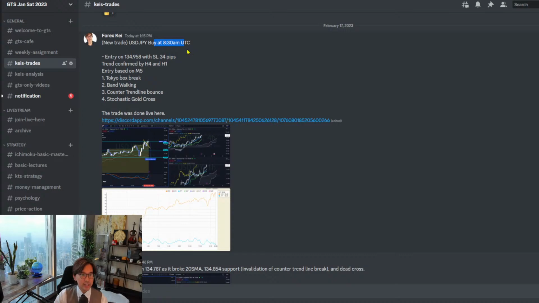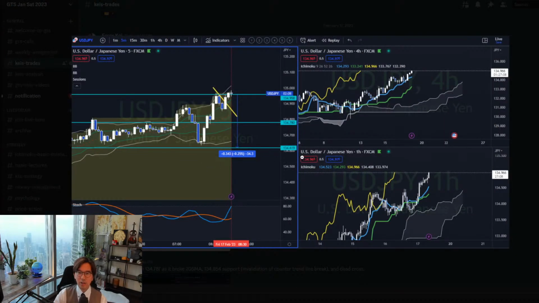I took an entry on 134.958 with a stop loss of 34 pips. So this is the screenshot when I exactly took that trade. So as I said, 4 hour has been bullish.